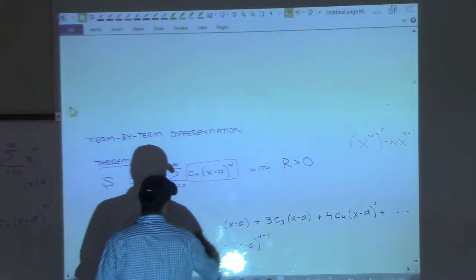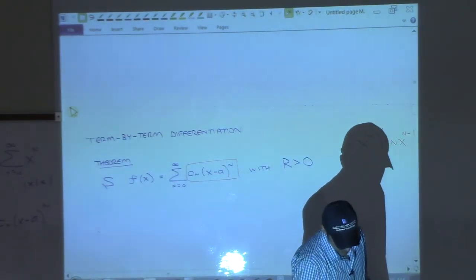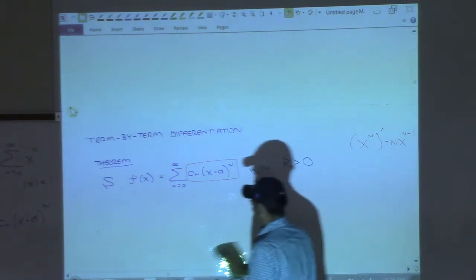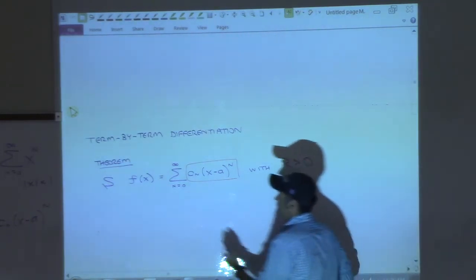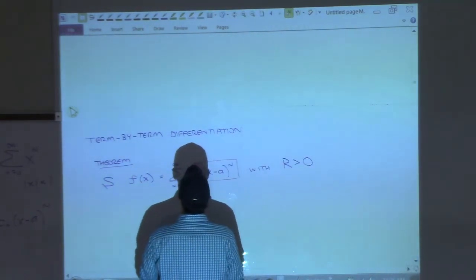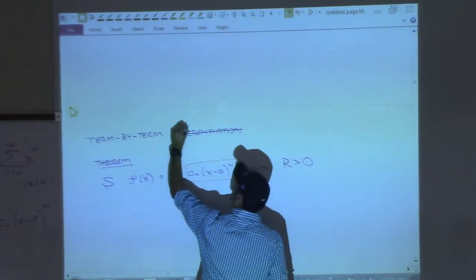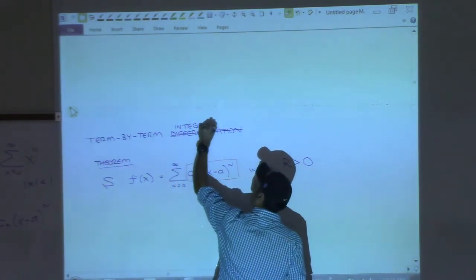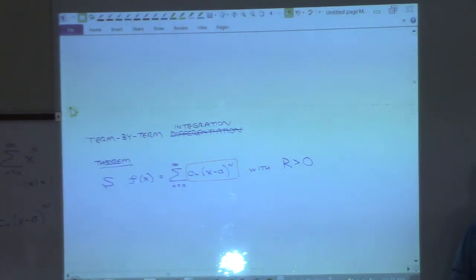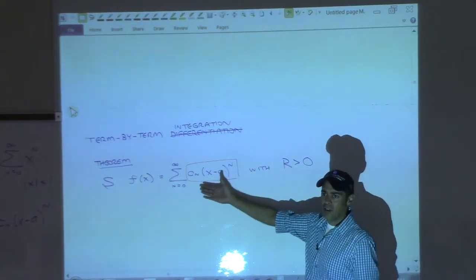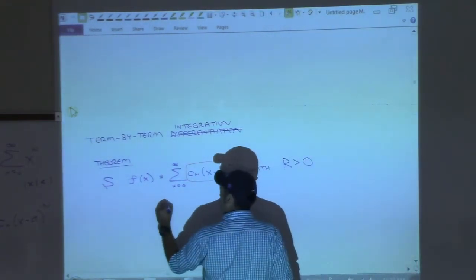Okay. I erased the piece I wanted to keep up there, but it's all right. I'll just rewrite it. Okay, so now let's go term by term integration. So what if we want to integrate a power series, right, instead? So let me start with the power series. Say it has a radius of convergence that's greater than 0. Let's write out what the power series is.